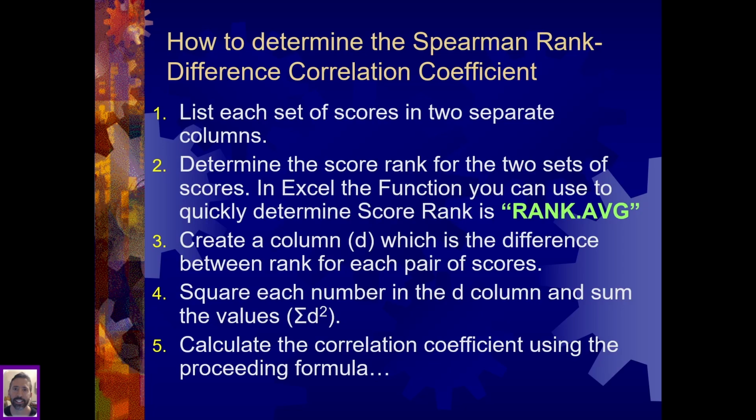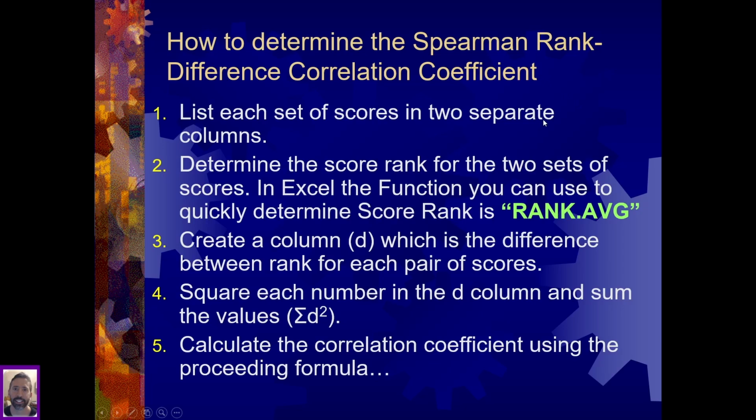Once you have the score ranks figured out for your data, you're going to create a column, which is going to be your D column, and this is the difference between the ranks, between the paired scores. So it's going to be the difference in, for example, the rank that the person finished the race in and the rank of their VO2 max. We're going to be comparing those and taking the difference. Of course, we're going to have to square that because we want to remove any negatives. And then we're going to be calculating the correlation coefficient from that.